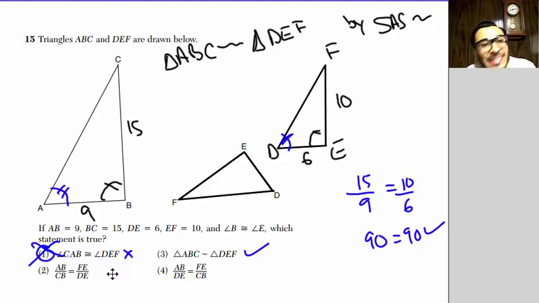Well, I just realized that the question's asking for the one that's true. Choice 3 is true, so we're actually done with it. You could look at the other choices if you want to see why they're not true. Choice 2 is not true because the corresponding sides don't match. And choice 4 for the same reason.